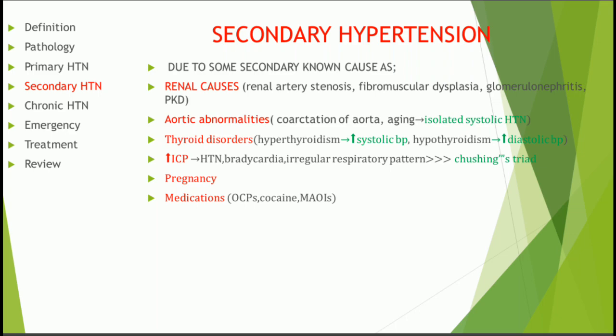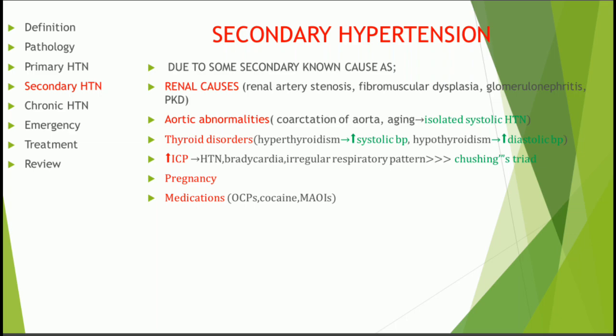Aortic abnormalities. Coarctation of aorta or narrowing of aorta may lead to hypertension, and it is more prevalent in children. Aging leads to increased systolic hypertension. It is due to increased collagen deposition into the aorta, resulting in stiffening of the aorta, leading to isolated systolic hypertension, whereas diastolic blood pressure remains normal, and it is very high yield.